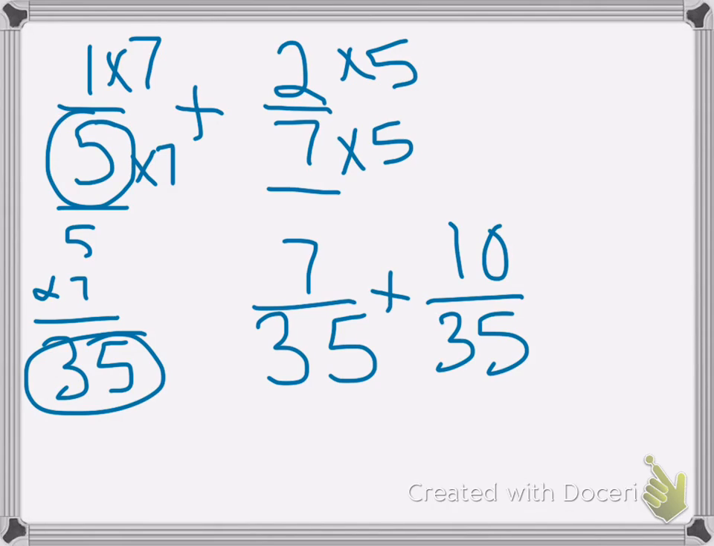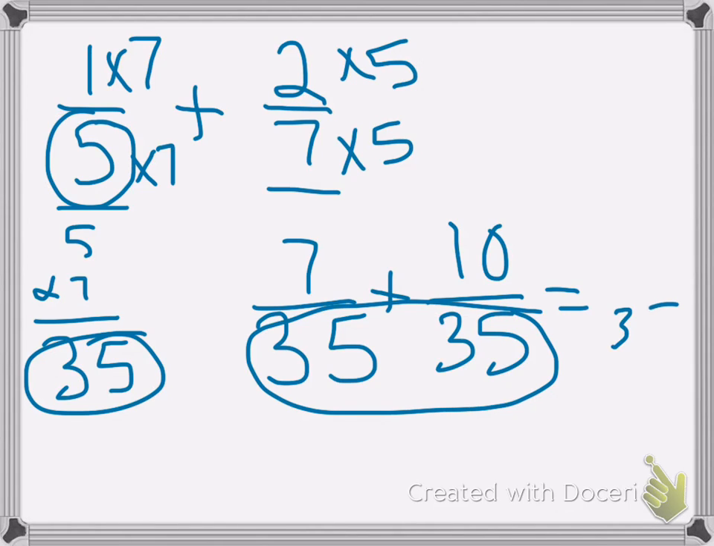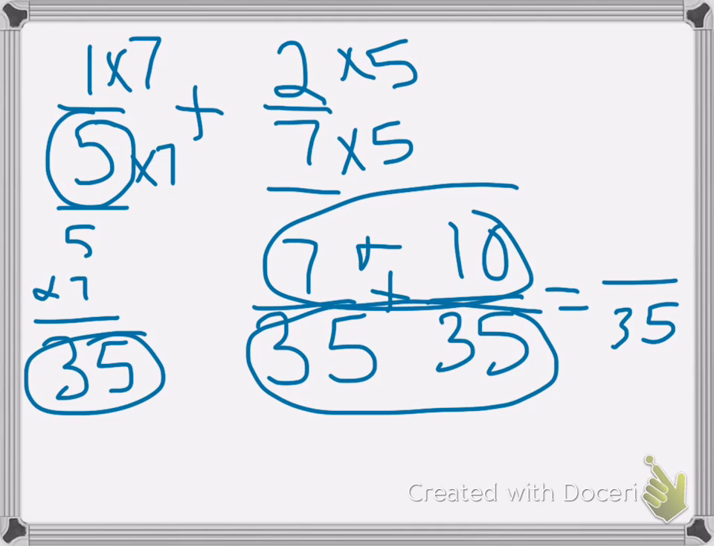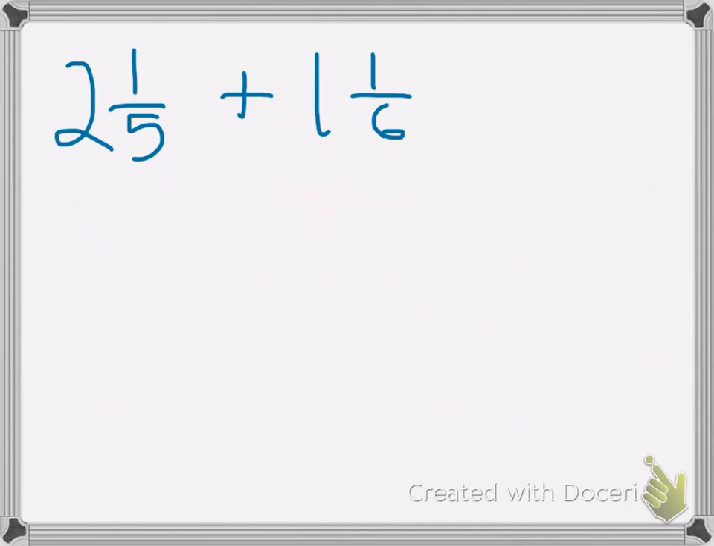Now we look at the denominator and bring it over. We know we need to keep it the same. And we add our top. So 7 plus 10 is 17. Well, 17 over 35 cannot be simplified because there's nothing that can go into 17 and 35. So that's our answer. Okay.